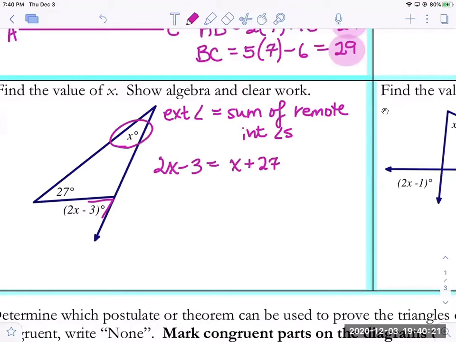The remote interior means the two that are not touching that angle. So this one right here you don't want to use because that's adjacent to it. It's the other two that are far away from that angle. So 27 plus x is equal to 2x minus 3. That'll give us x equals 30. If you plug that back in, that should work out.